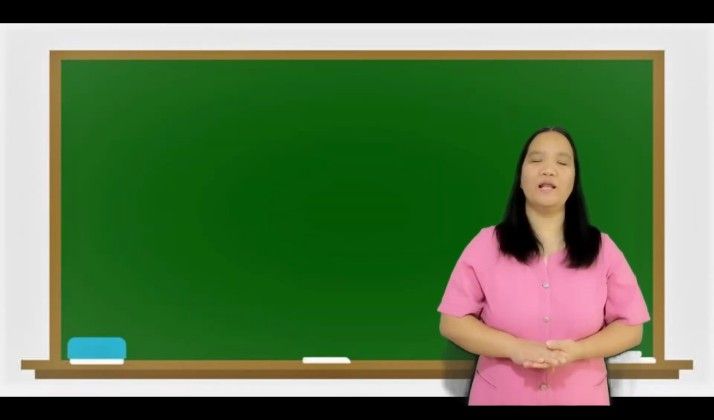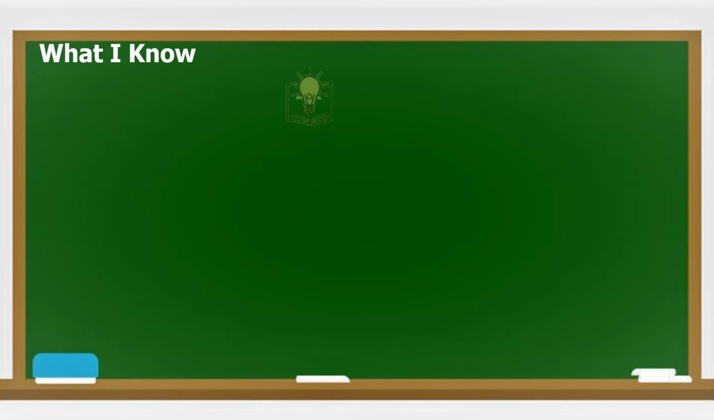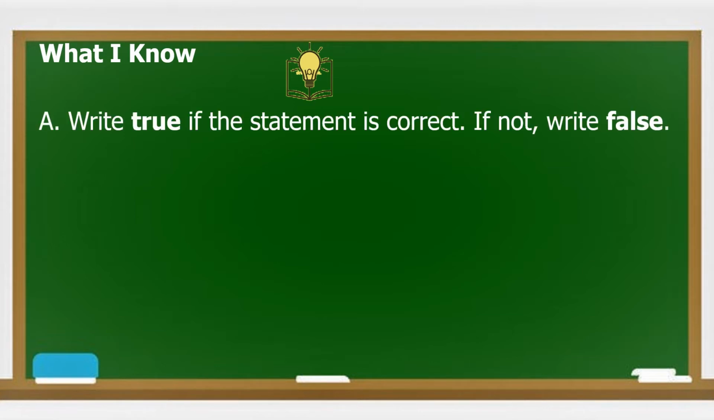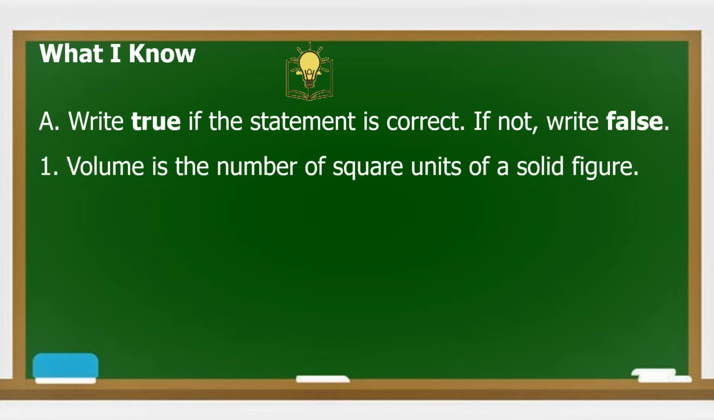Before we continue the lesson, let's find out how much you already know about volume. Answer what I know on page 3. Here is the instruction. For letter A, write true if the statement is correct. If not, write false. Number 1. Volume is the number of square units of a solid figure.